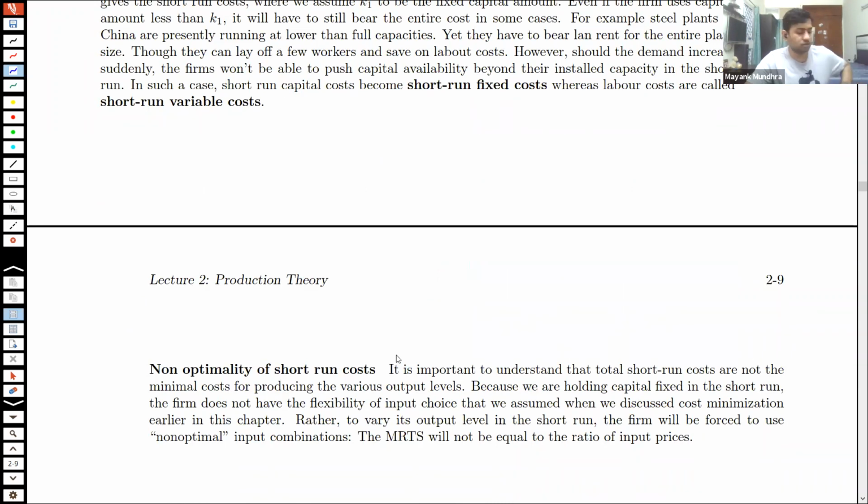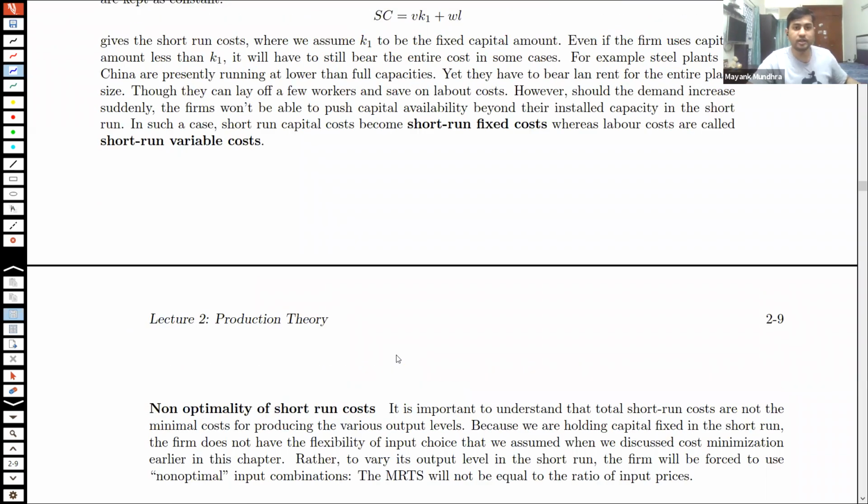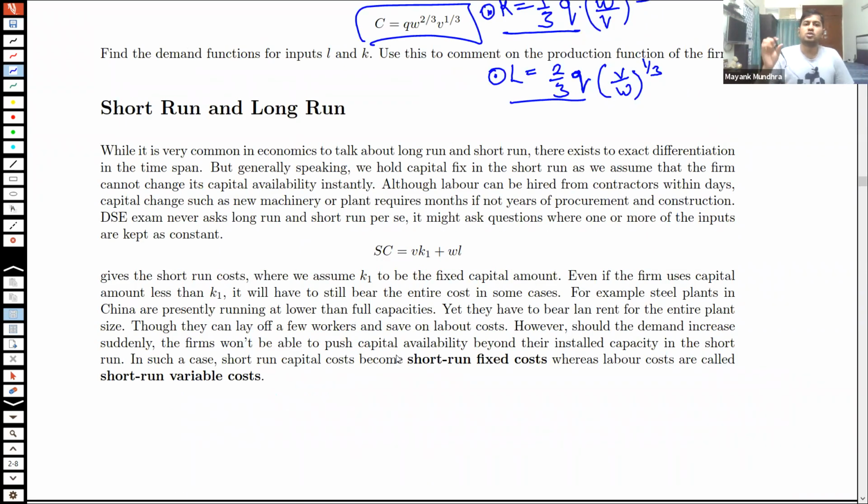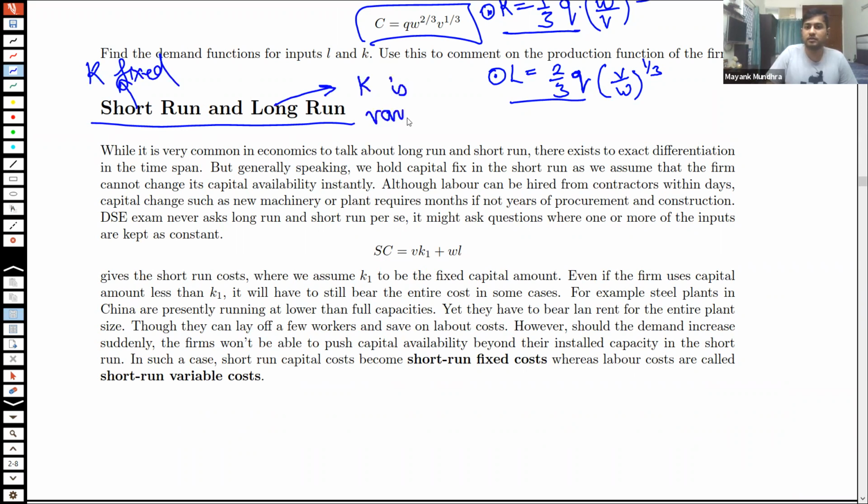All right, now short run and long run. So the difference between short run and long run is that in short run, we keep capital fixed, whereas in the long run, capital is variable. So that is the difference between short and long.